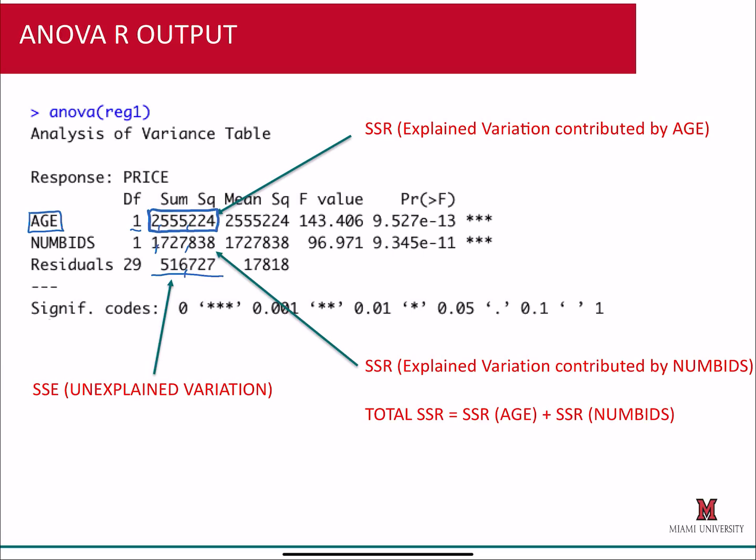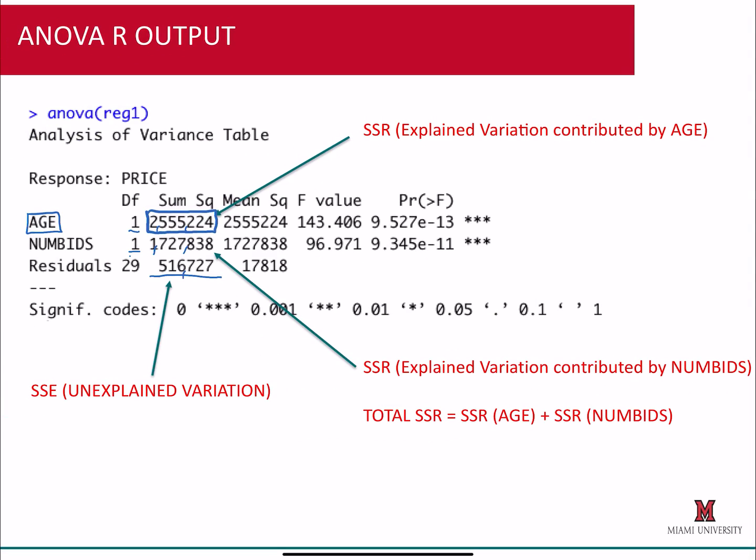Second is the number of bidders. It probably explains almost as much as age, but doesn't get there. It contributes 1 degree of freedom to the model degrees of freedom. And actually, if we look at the output, we can see that the two together can contribute a large percentage of the variability of the price.